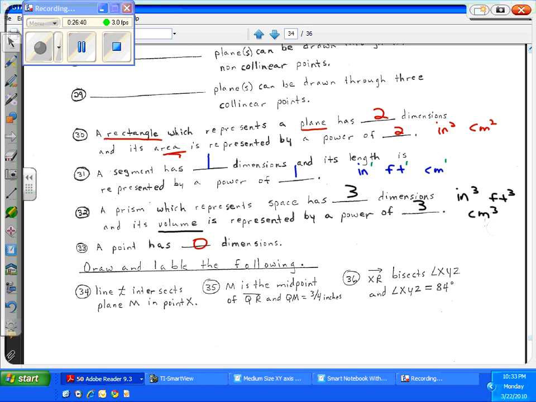A point has no length, no width, no height. It has no dimensions. That's why it was an undefined term. Any questions on 30 through 33?